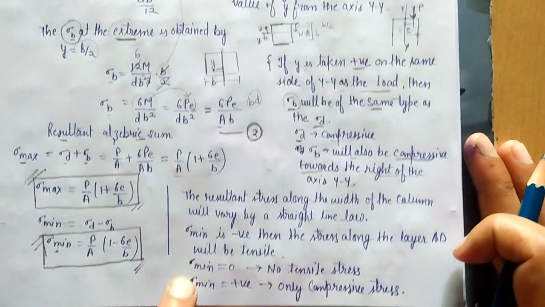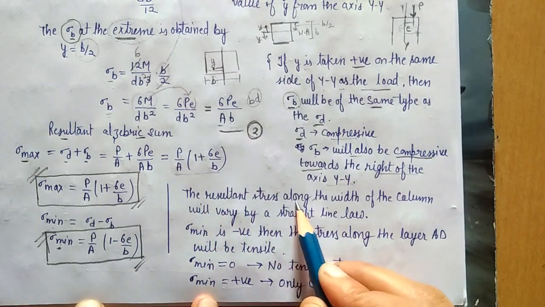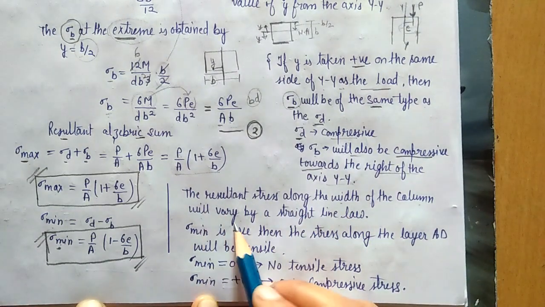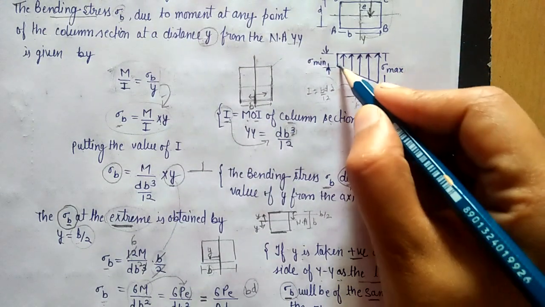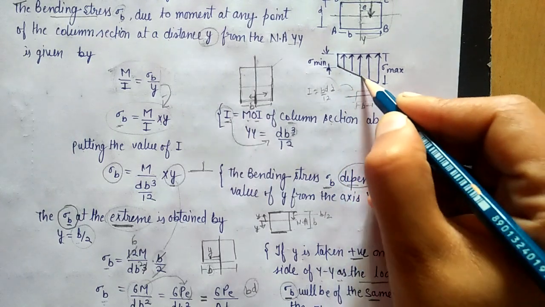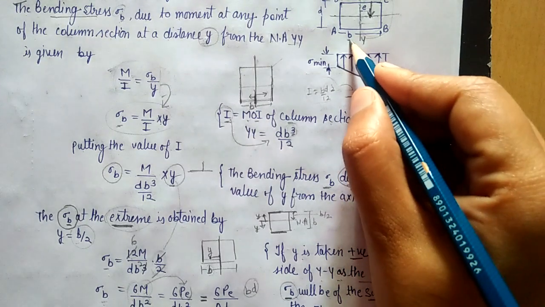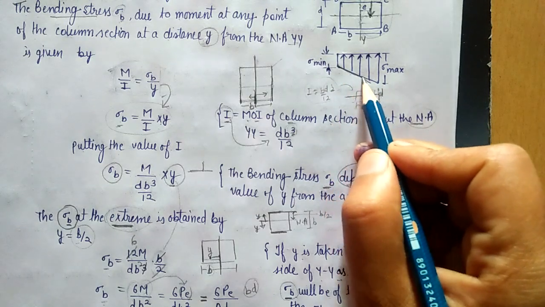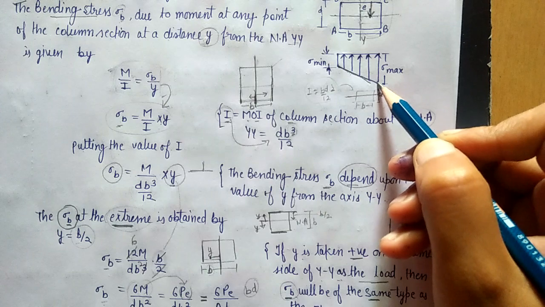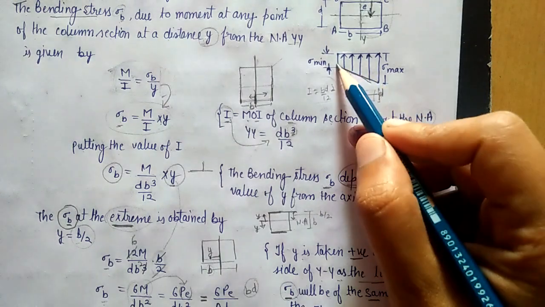Okay, so the resultant stress along the width of the column will vary by a straight line law. That means the stress is varying by a straight line along the width of the column. The stresses vary linearly, or we can say it follows the straight line law.